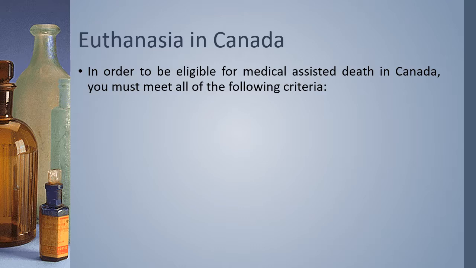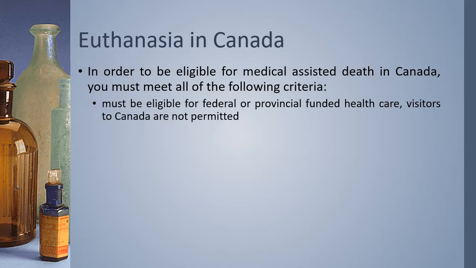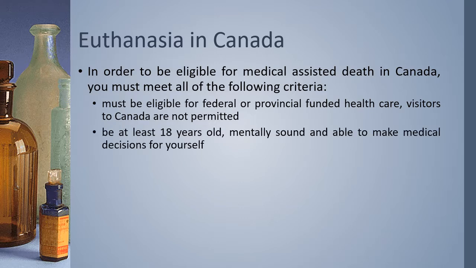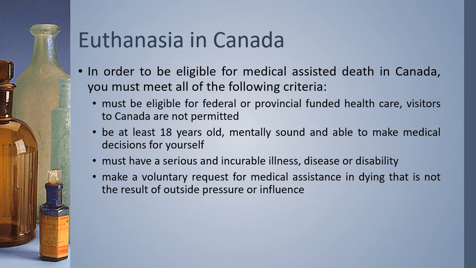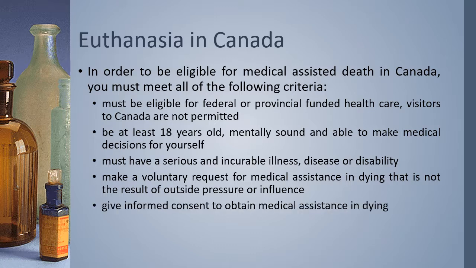In order to be eligible for medically assisted death in Canada, you must meet all of the following criteria. Must be eligible for federal or provincially funded health care. Visitors to Canada are not permitted. You must be at least 18 years old, mentally sound, and able to make medical decisions for yourself. You must have a serious and incurable illness, disease, or disability. Make a voluntary request for medical assistance in dying that is not the result of outside pressures or influence. Give informed consent to obtain medical assistance in dying.